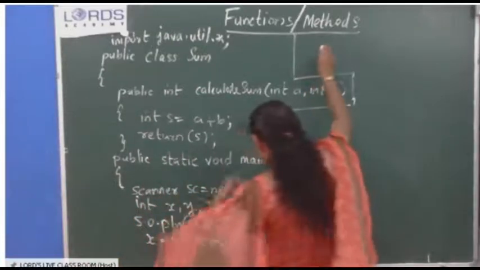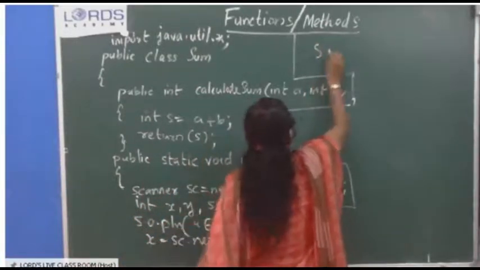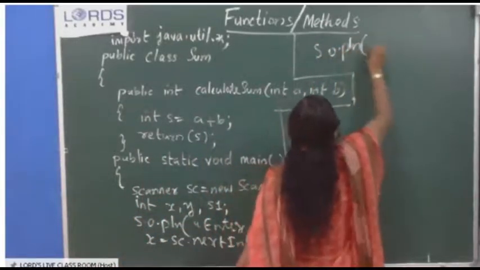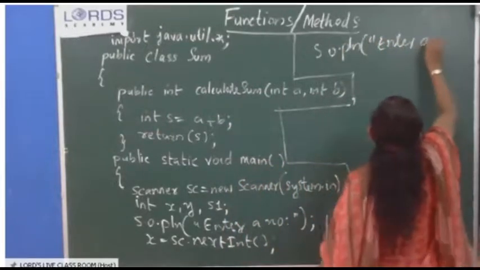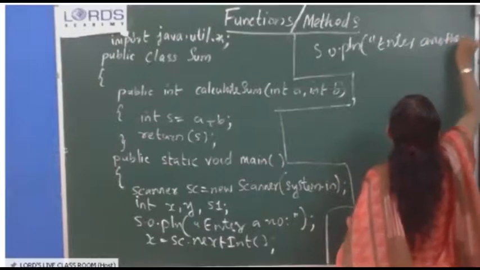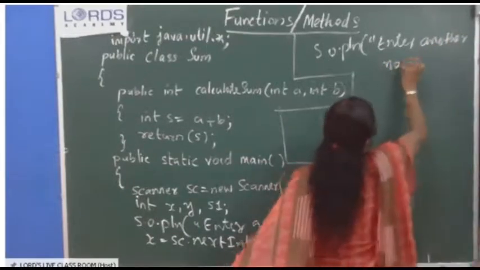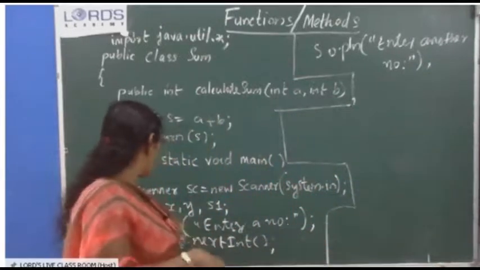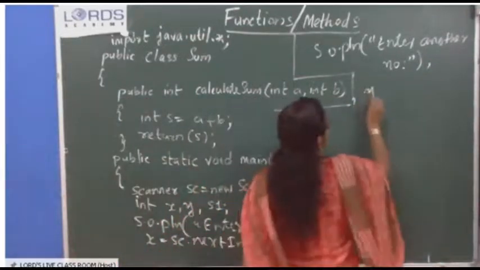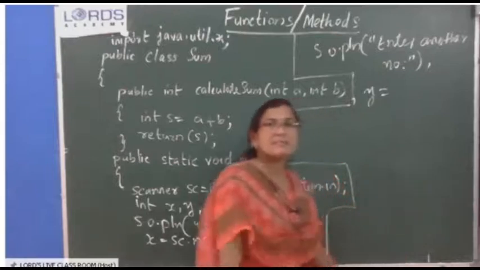So the message should be displayed as System.out.println, enter the second number, or enter another number. That number will be accepted and stored in y. So y equal to the Scanner class's nextInt method is used.